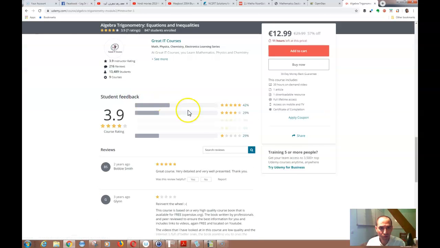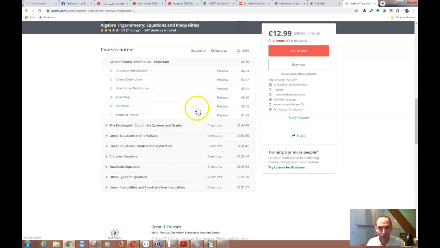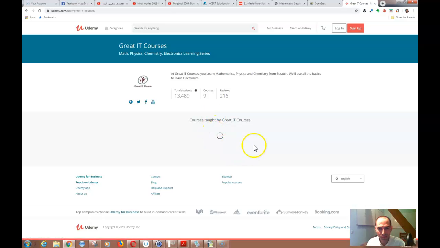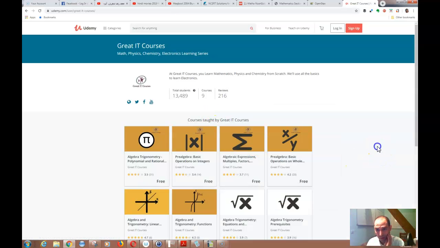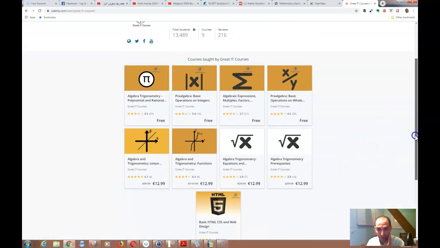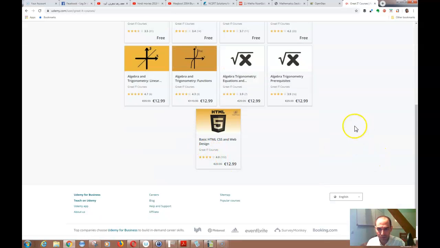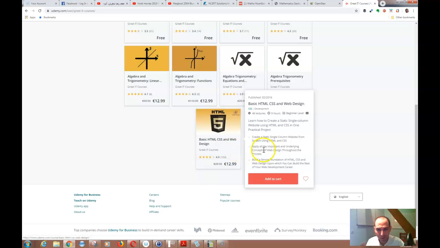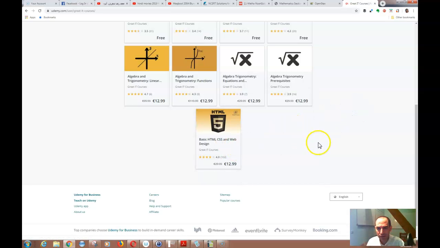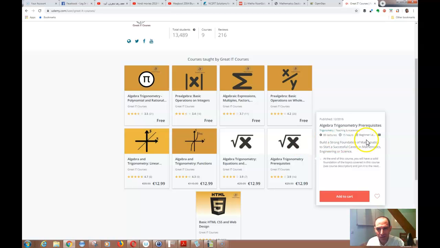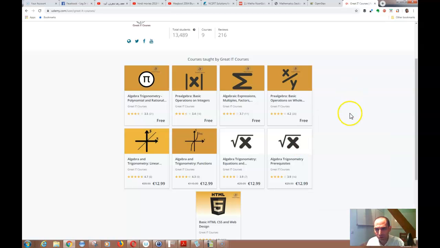So basically these are all the courses that I have already done over there. So I have done these mathematics courses. Some of them are even free, some of them are not free. There is even one course over here related to HTML and CSS and that sort of thing, which is not the kind of thing that I might do anymore in the future.